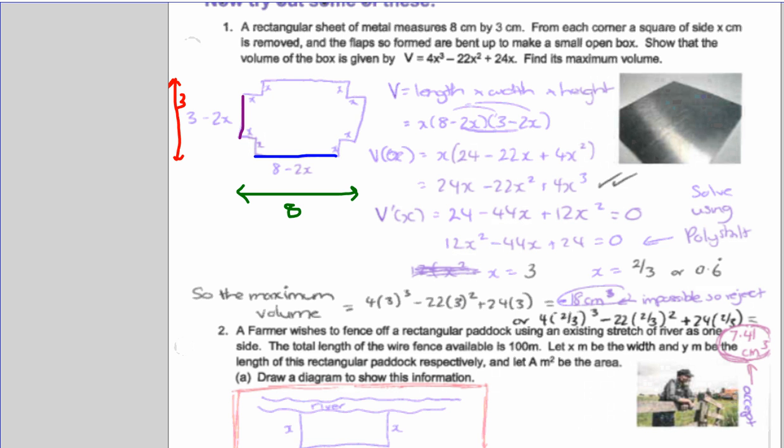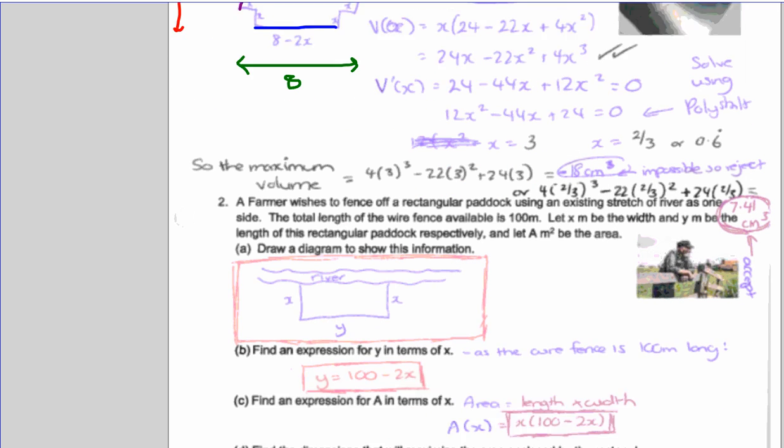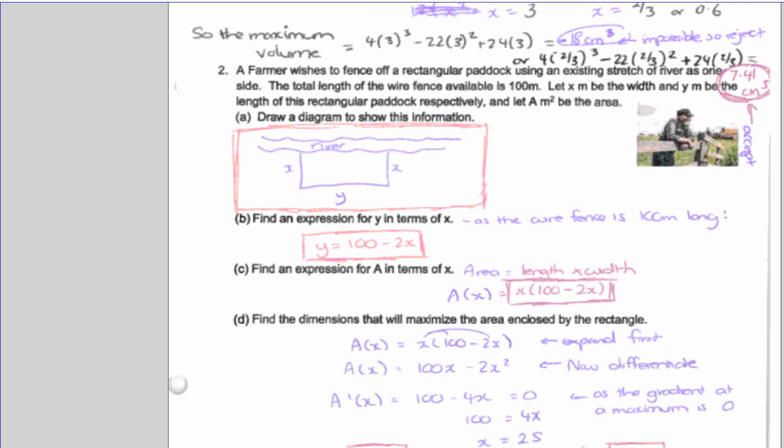Okay, another application problem. A farmer wishes to fence off a rectangular paddock, similar to the one that we saw in the part 1 video, using an existing stretch of river. So instead of an existing wall, we've got an existing stretch of river, and here's our fence there, there, and there on one side. The total length of the fence available is 100, so x plus y plus x has to be 100 meters. Let x be the width.